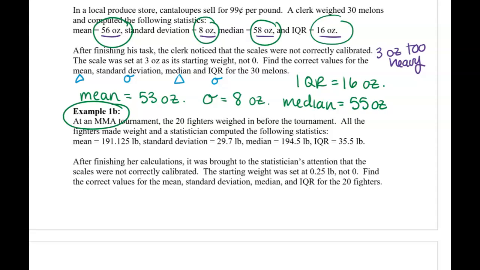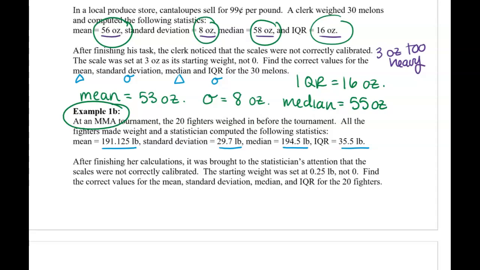All right, I'm assuming you tried it. So at an MMA tournament, I'm not sure what that stands for. You can Google it if you're super curious. The 20 fighters weighed in before the tournament, so I guess it's some sort of fighting. All the fighters made weight, and a statistician compared the statistics. The mean was about 191, standard deviation was almost 30, median about 195, IQR about 35.5.